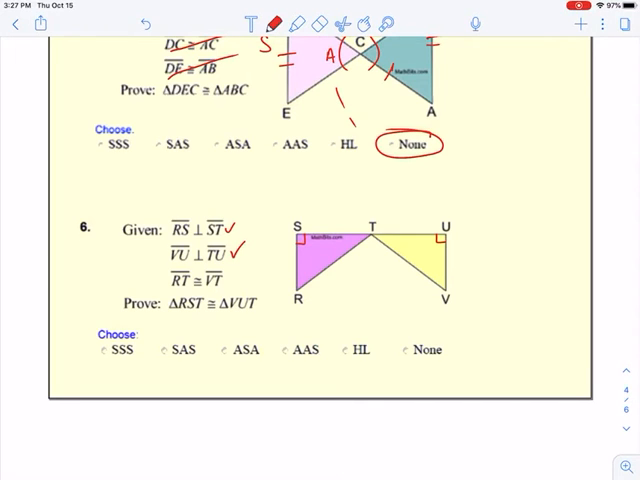Let's see what else we have. We have RT and VT. Okay, and now I want to know if I have enough information to prove the triangles congruent. Okay, you have just the hypotenuse here, you don't have another leg, or you have an angle and the hypotenuse. Either way, it is not enough information. So those two triangles cannot be proved congruent.